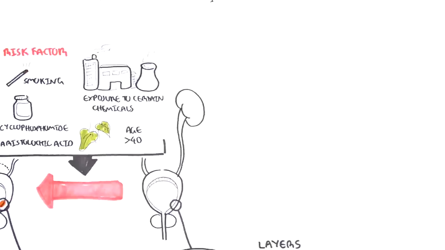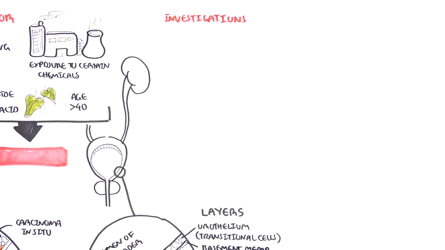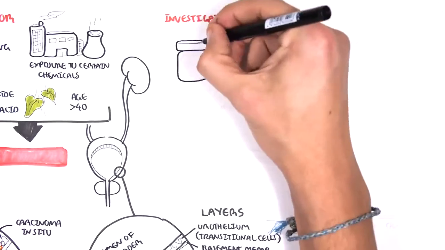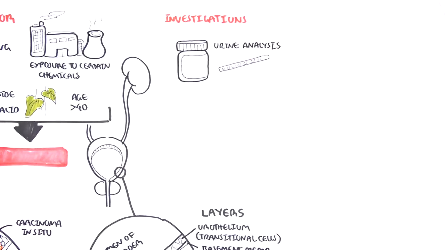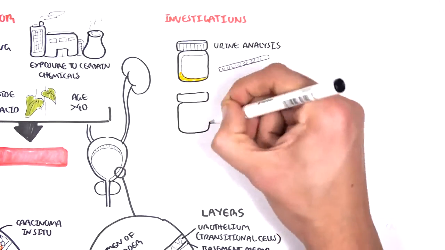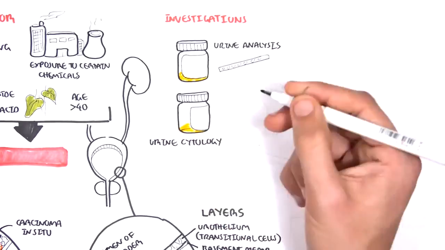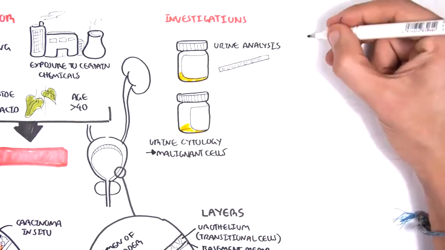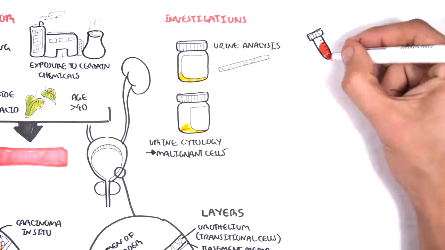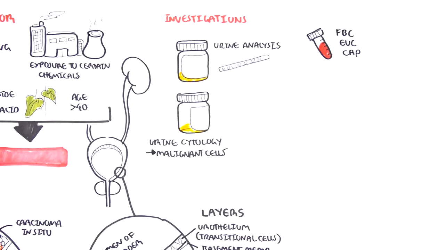And therefore, the investigations to order upon such presentation are a bedside urinalysis, urine cytology to look at malignant cells, a full blood count to check for anemia, EUCs to check electrolytes, urea and creatinine, which is a good marker for kidney function, and CRP, which can identify signs of malignancy, inflammation, or infection.